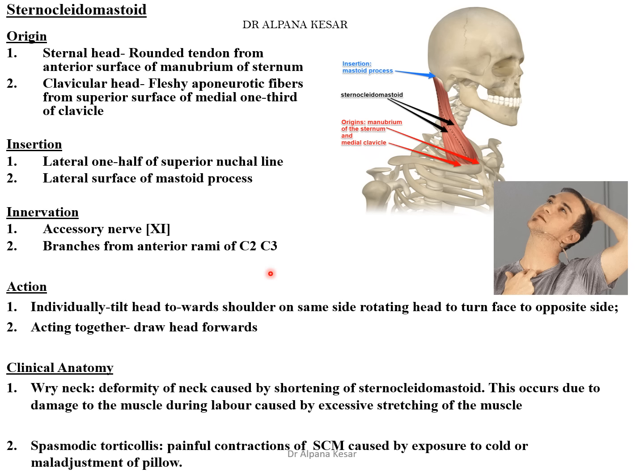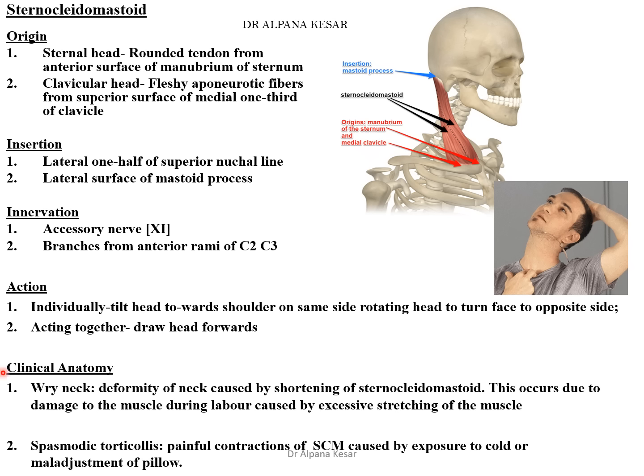Action of sternocleidomastoid muscle is when the muscle of one side acts, it will tilt the head towards that side and turn the face towards the opposite side. When the muscle of both sides act together, it will draw the head forwards.